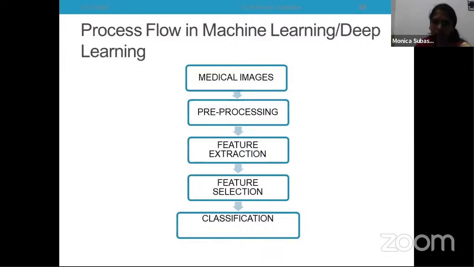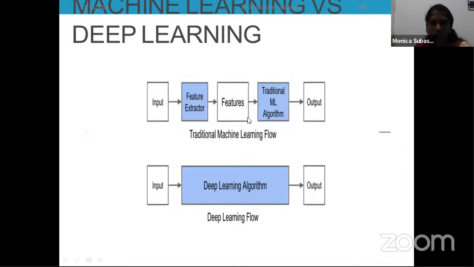So starting with pre-processing, we proceed towards feature extraction. Then after feature extraction, in feature selection, the most important features would be selected, which would support the classification. So this particular process, pre-processing, feature extraction, feature selection, and classification, is very important when you compare machine learning with deep learning algorithms.